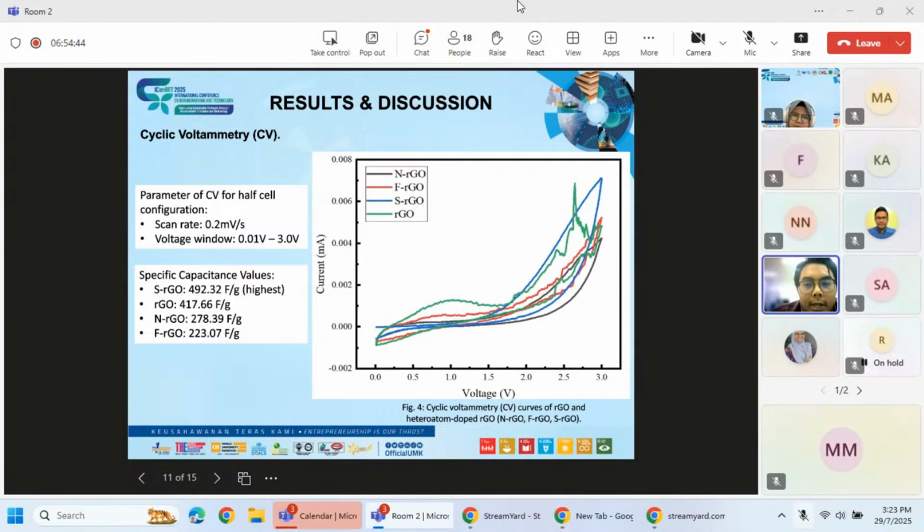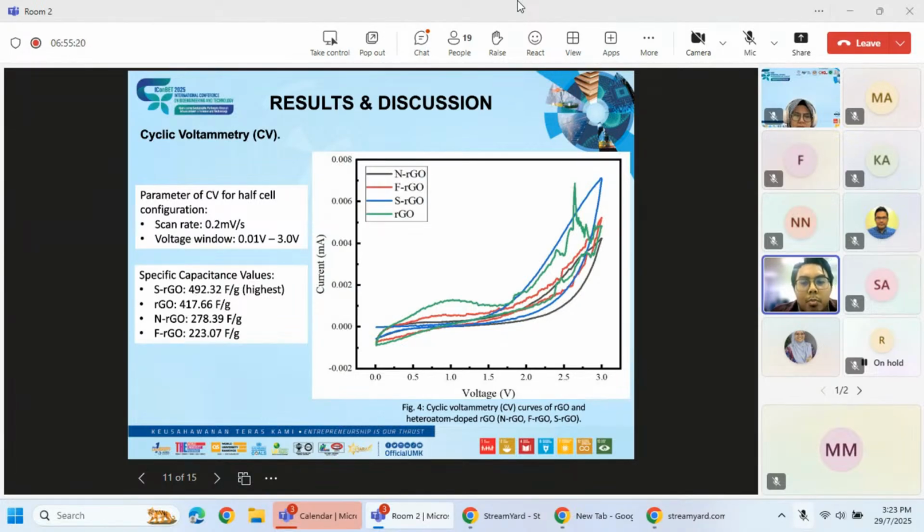It was followed by RGO at 417.66 farad per gram, and FRGO at 278.39 farad per gram, and FRGO at 223.07 farad per gram. This result suggests that the S doping greatly enhanced capacitance, likely due to the introduction of redox active sites and better ion transport pathways.